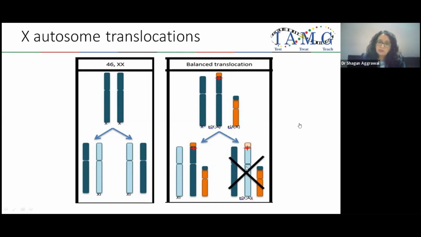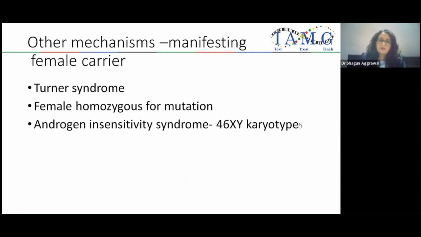Therefore, the cells would preferentially inactivate the normal X chromosome, and the one with the mutation would remain active. So this is one of the mechanisms by which you could have skewed X inactivation, and then this lady could manifest an X-linked recessive disease. There could be certain other situations, like a lady with Turner syndrome who has just one X chromosome. So she would also manifest an X-linked recessive condition.